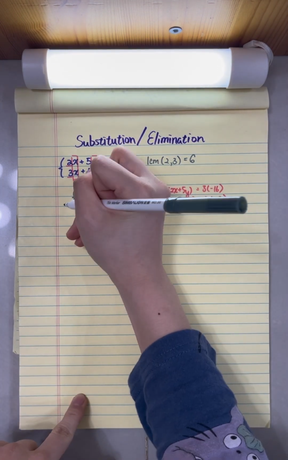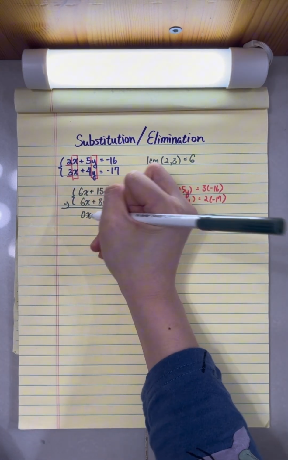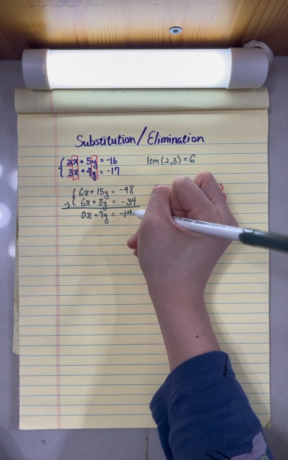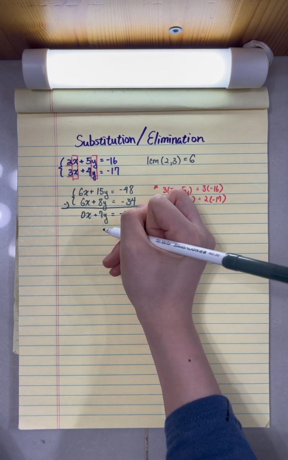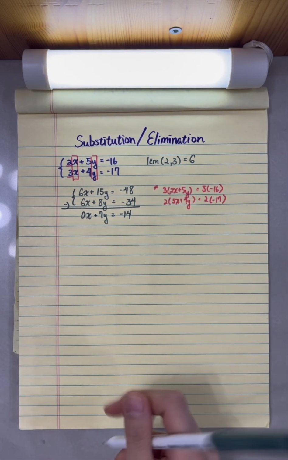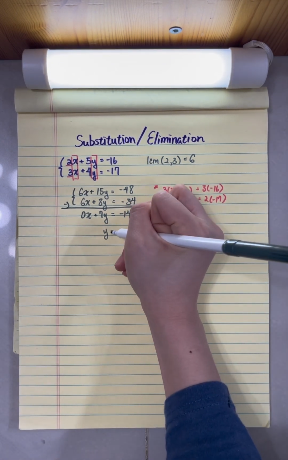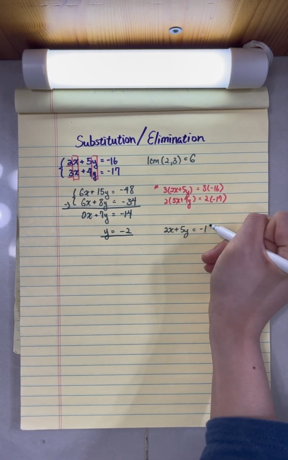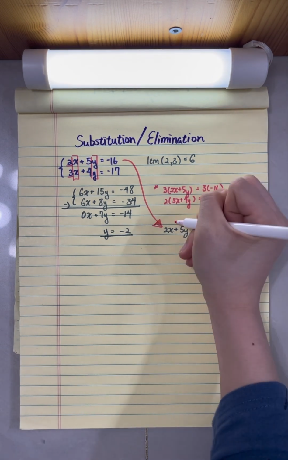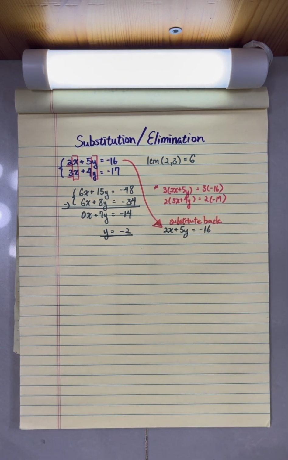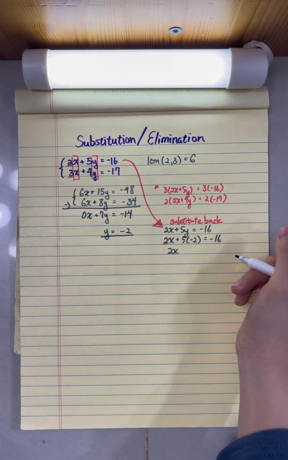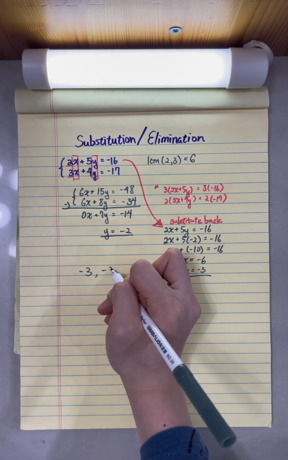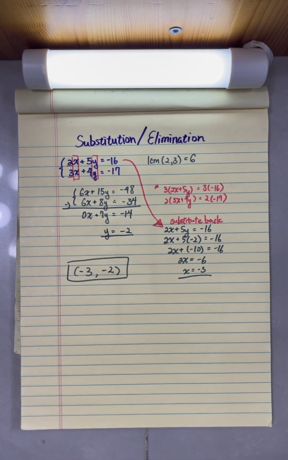Then we subtract. 6x minus 6x equals 0, 15y minus 8y equals 7y, negative 48 minus negative 34 equals negative 14. Divide 7 on both sides and we get y equals negative 2. Now we substitute y equals negative 2 back to the first equation, 2x plus 5y equals negative 16. Simplify and then we will find that x equals negative 3. Our answer is x equals negative 3 and y equals negative 2.